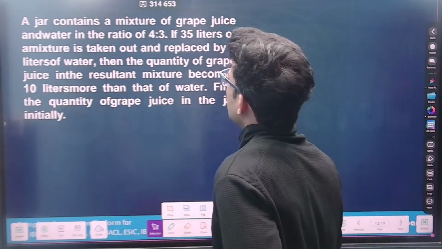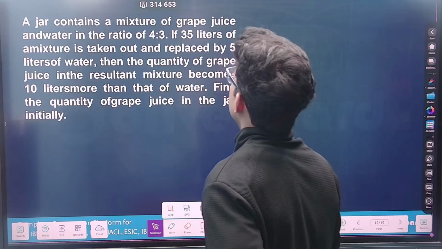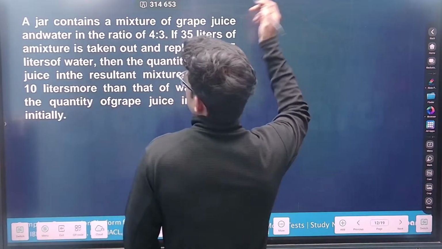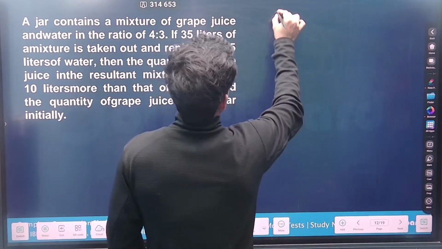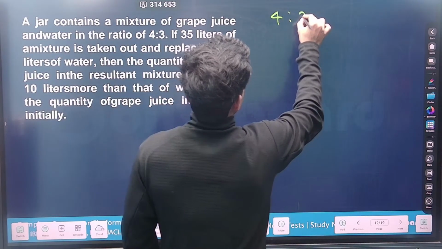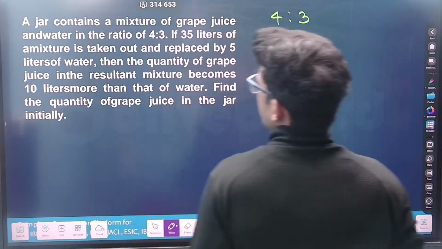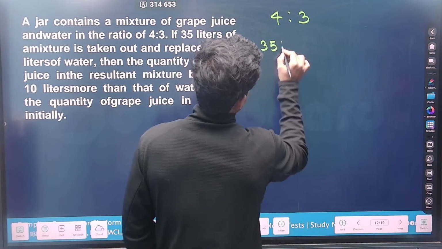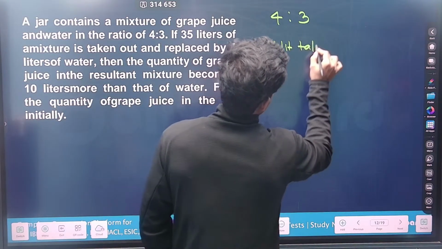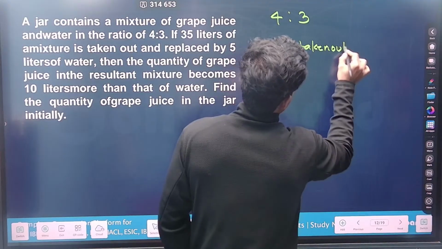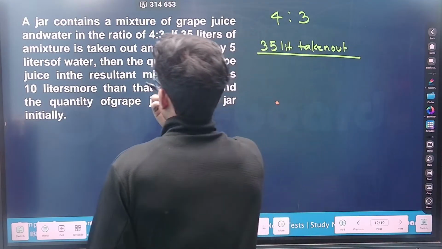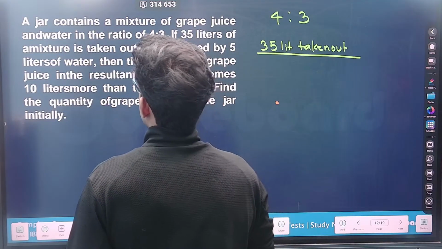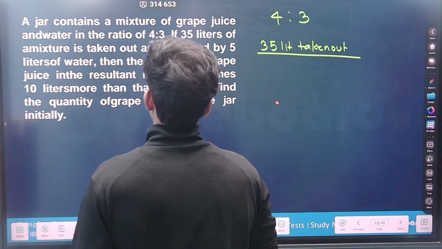Let me check. A jar contains a mixture of grape juice and water in the ratio 4:3. So there's grape juice and water, and the ratio is 4:3. Try to understand: if 35 liters of mixture is taken out, and then replaced by 5 liters of water, then the quantity of grape juice in the resultant mixture becomes 10 liters more than the water.